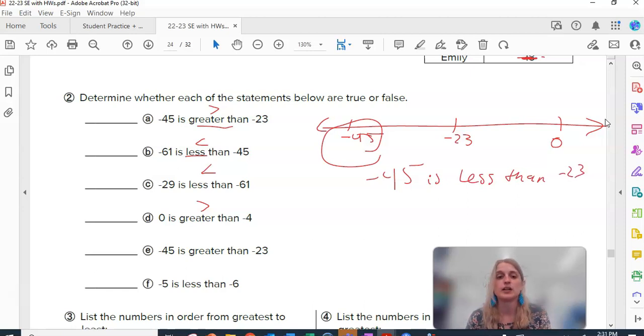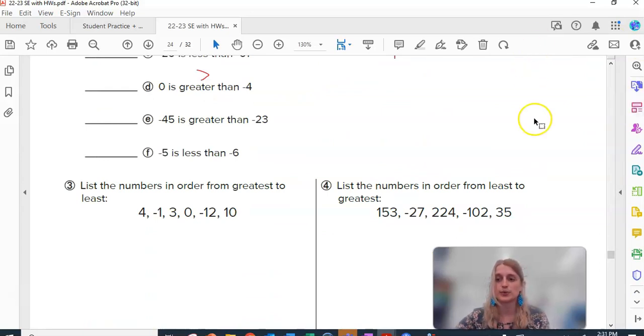Negative 45, the true statement there would be is less than negative 23. Another way to think about this is, I think greater is like better. Is it really greater to have to pay someone, to owe someone $45, because that's what a negative 45 could be, versus owing them 23? It's not actually better to have to pay someone $45. It's better to only pay 23. You're still paying money, but at least you're not paying as much. So think about it like that when you go through the rest of them. You're telling me true or false.